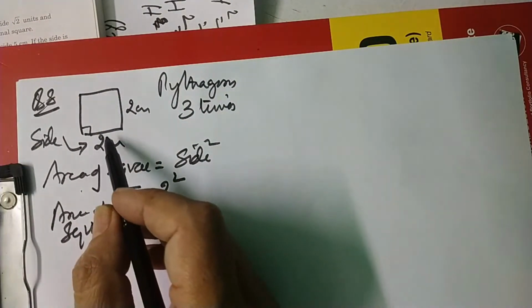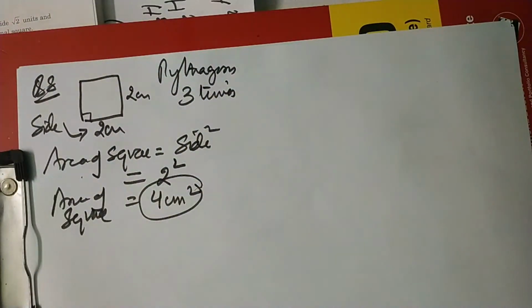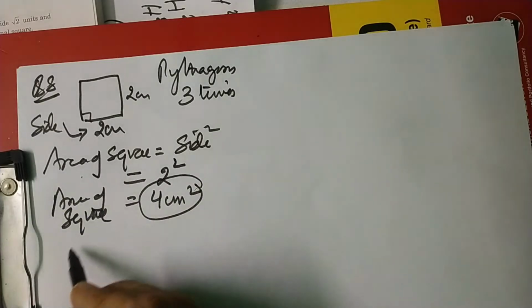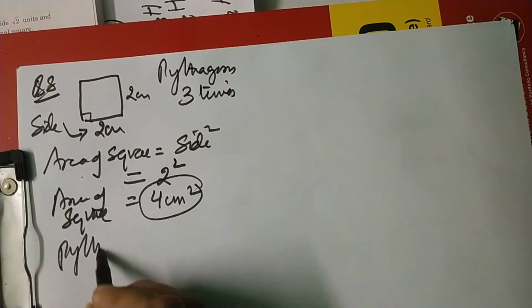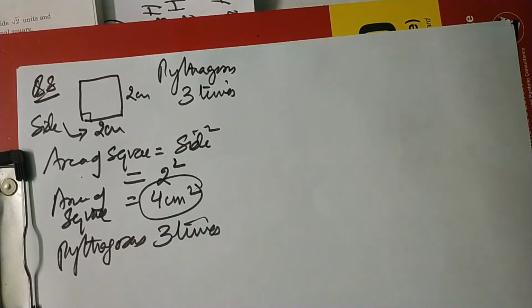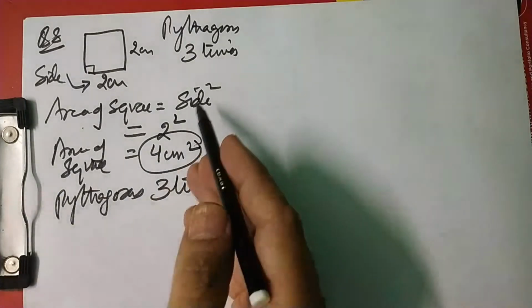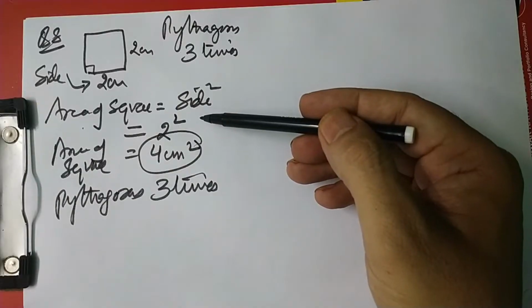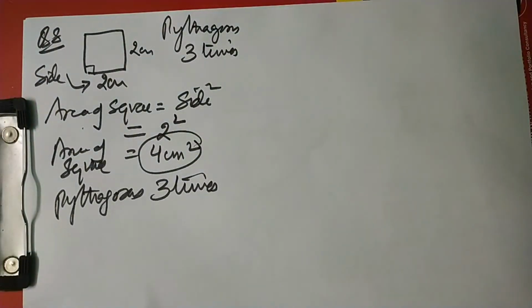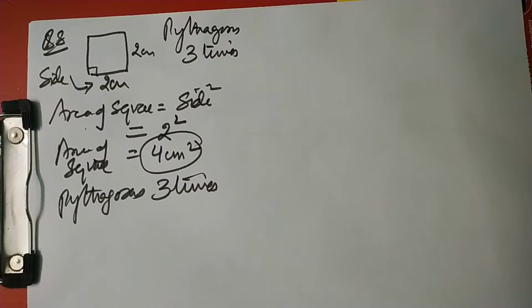Now the question says, if he applies Pythagoras theorem 3 times, how will he apply it? 1 time, again 2 times, and then 3 times. So if I am applying Pythagoras theorem here, then what will it be? This I have found area. Now if I apply Pythagoras theorem 3 times, what will be the area of the square?